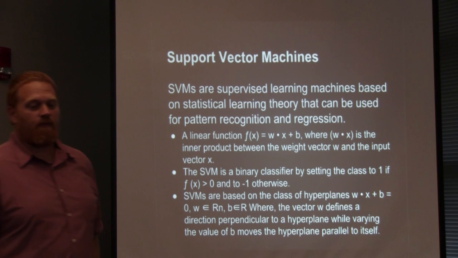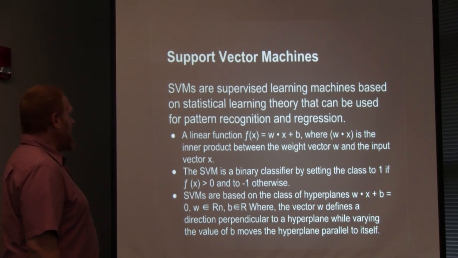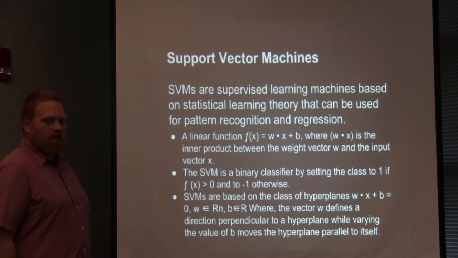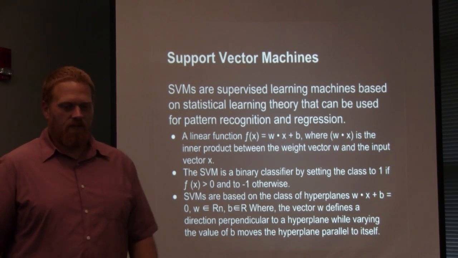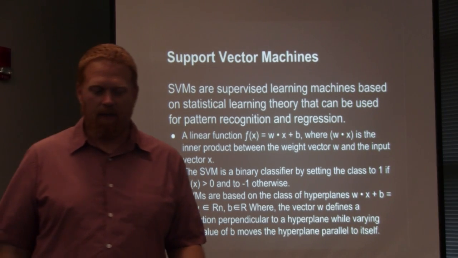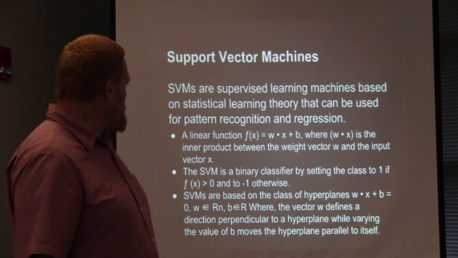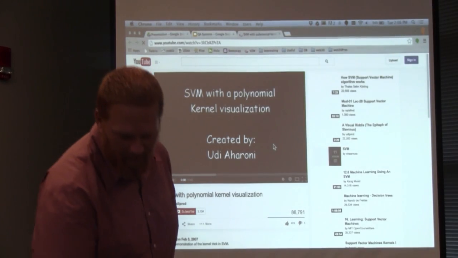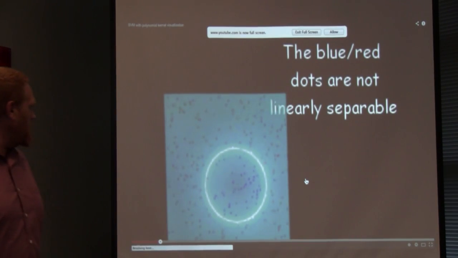Support vector machines are supervised learning machines based on statistical learning theory. They can be used for pattern recognition and regression. I could talk about how they work if you'd like, but in this case we're basically trying to classify these using this function, and they used hyperplanes. I'm going to watch this video because it's 40 seconds long, and I think it will give you a good idea of what's going on here.